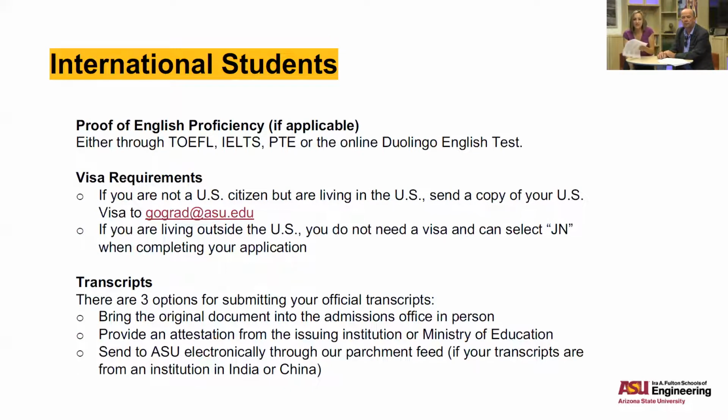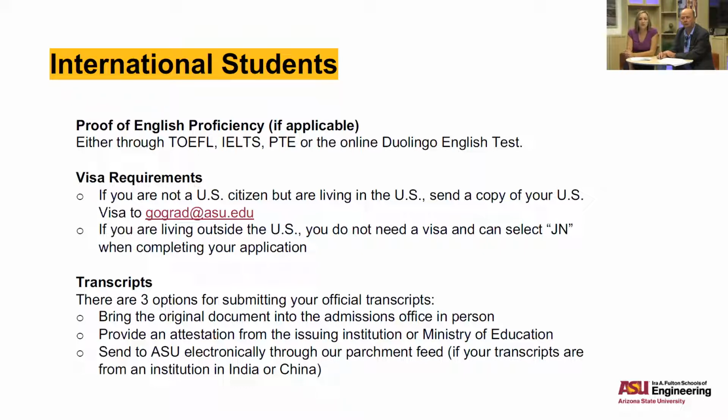International students, very popular program for international students. ASU has an English proficiency requirement that all international students have to meet. It's required if a student has received all of their degrees outside the US from a country where the primary language spoken is not English. We accept TOEFL, IELTS, PTE, or the online Duolingo English test. The enrollment team can help you get signed up for the Duolingo test if you're interested.